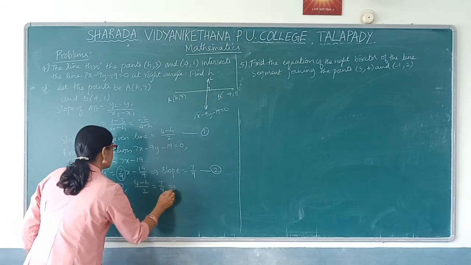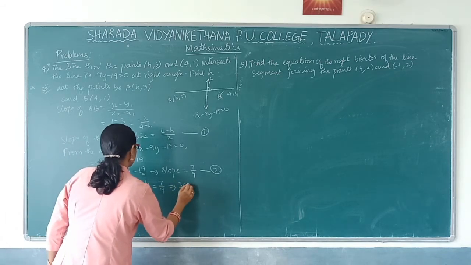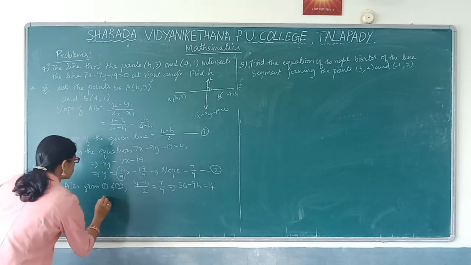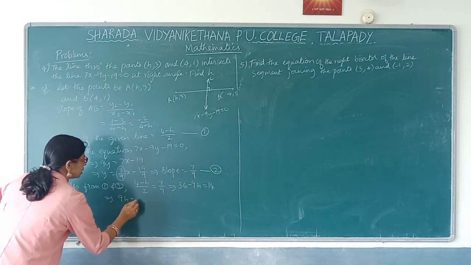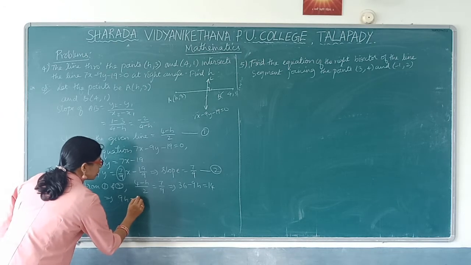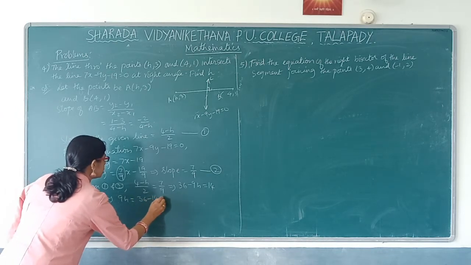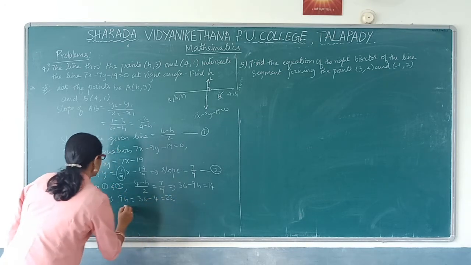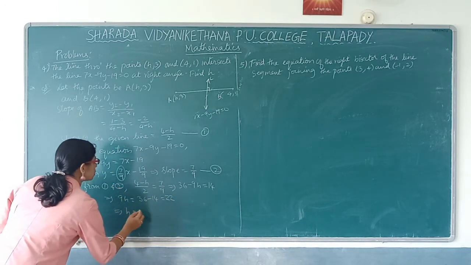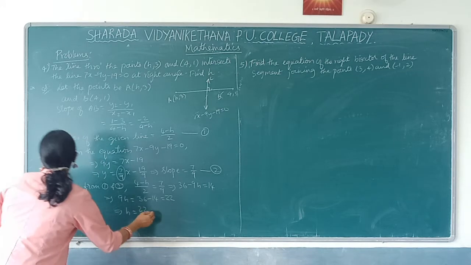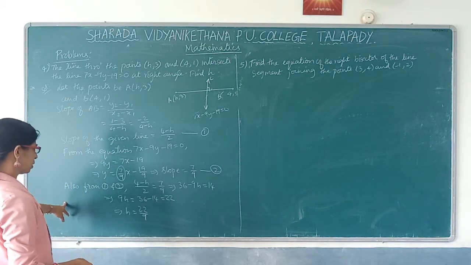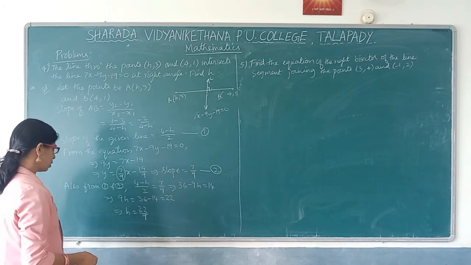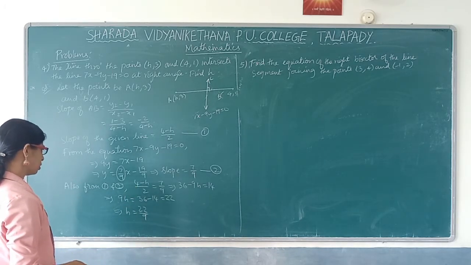Now cross multiply. 9 4s are 36 minus 9h is equal to 7 2s are 14. So 9h is equal to 36 minus 14, which is 22. So what is h? h is equal to 22 by 9. 7 2s are 14, 9 4s are 36, 9h, 22 by 9.